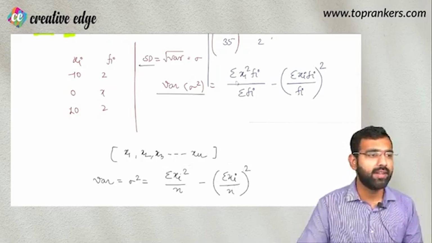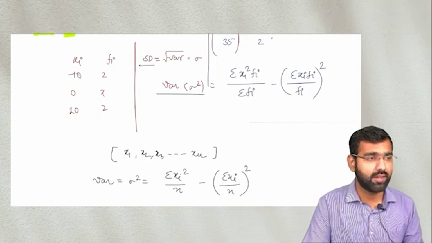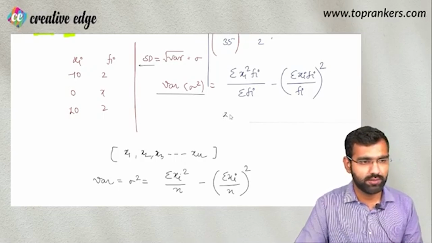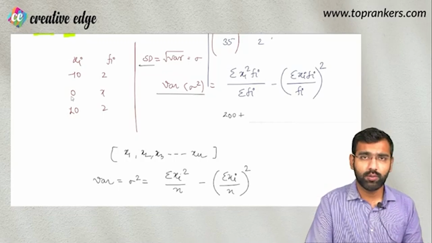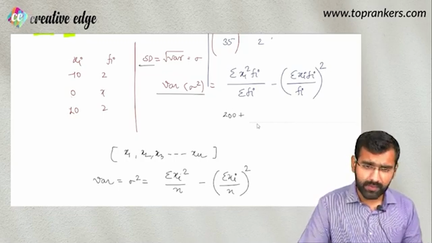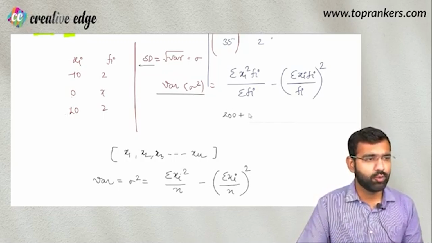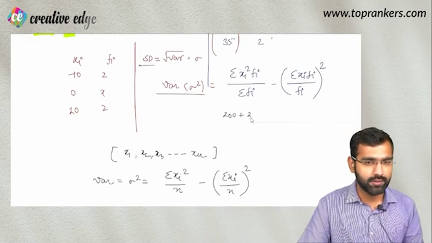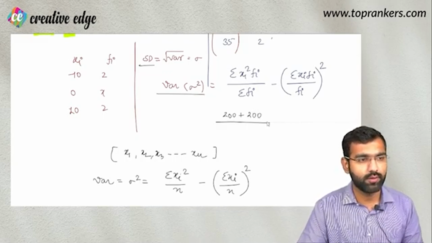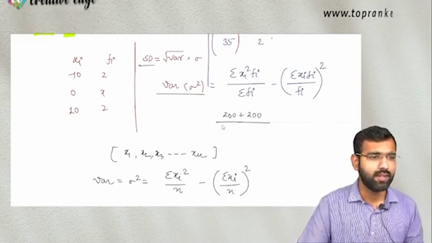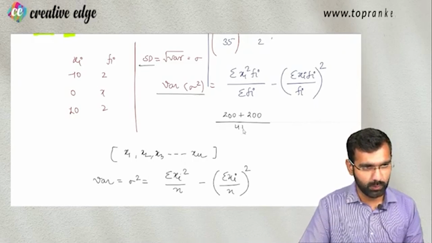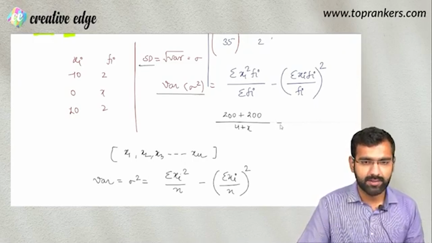नाउ अगर मैं यहाँ से सॉल्व करूँ, सो दैट इज -10 का स्क्वायर इज 100, 100 इंटू 2 200, सो दैट्स 200 प्लस 0 का स्क्वायर 0, 0 इंटू x इज 0 प्लस 10 का स्क्वायर is again 100, 100 into 2 is 200. So that's your value. Divided by सारी frequencies का sum. That's 2 plus x plus 2 which is 4 plus x. Minus. Now what do we have here?